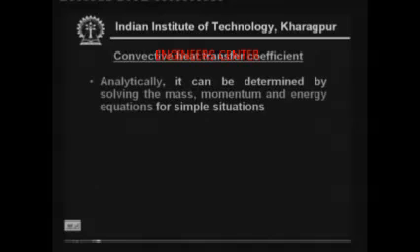Now how do we evaluate the convective heat transfer coefficient? You can evaluate it analytically for simple cases. If you want to evaluate it analytically, you have to solve mass, momentum and energy equations. Since this can be pretty complicated, this method is possible only for simple situations. Simple situation means, let us say that laminar fluid flow is taking place over a flat plate. Then you can have analytical solutions and you can find analytical expressions for the heat transfer coefficient.